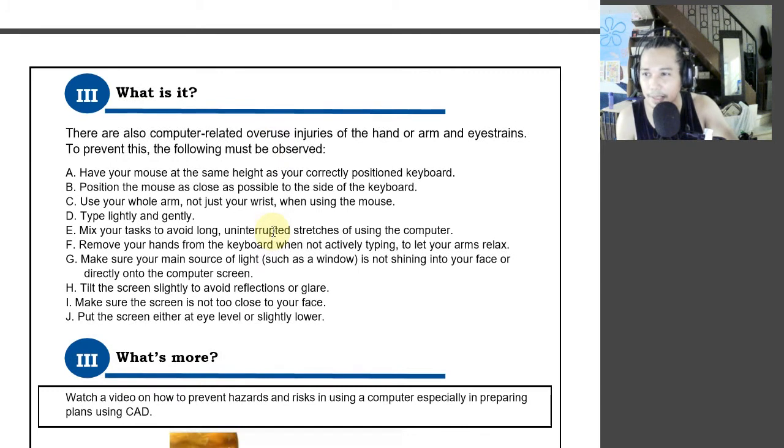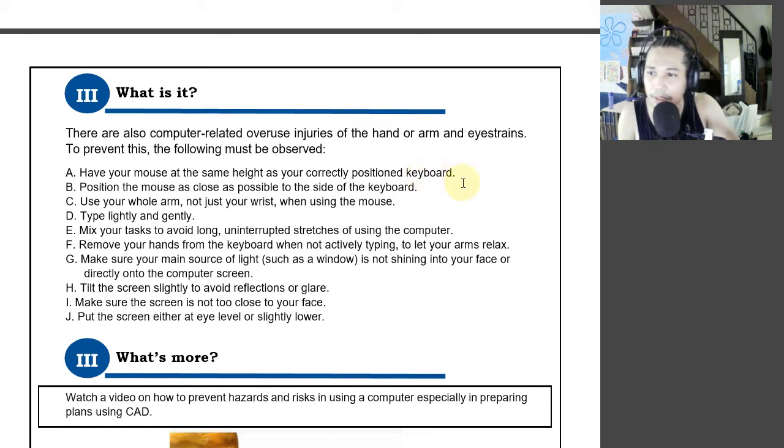Okay, there are also computer-related overuse injuries on hands, arms, and eye strain. To prevent this, the following must be observed. So this is the main lesson. Here in letter A: have your mouse at the same height as your correctly positioned keyboard. Ibig sabihin, kung saan nakapatong si keyboard, doon rin ang taas ni mouse. Ganoon rin yung position. Yan ay isang bagay para ma-prevent yung injury from your wrist and arm.